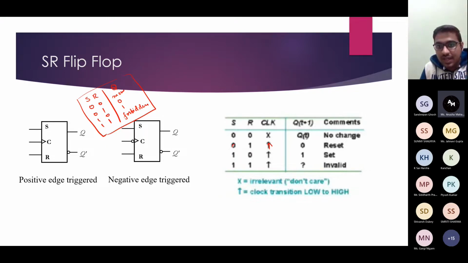Here my S is 0 and R is 1. So output will become next output, thus Q t plus 1. This is called the next state, and this Qt is called the present state.